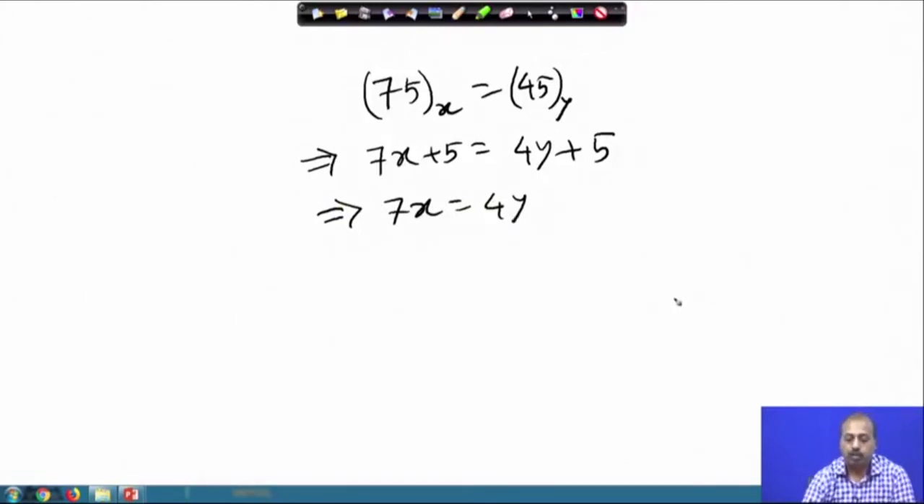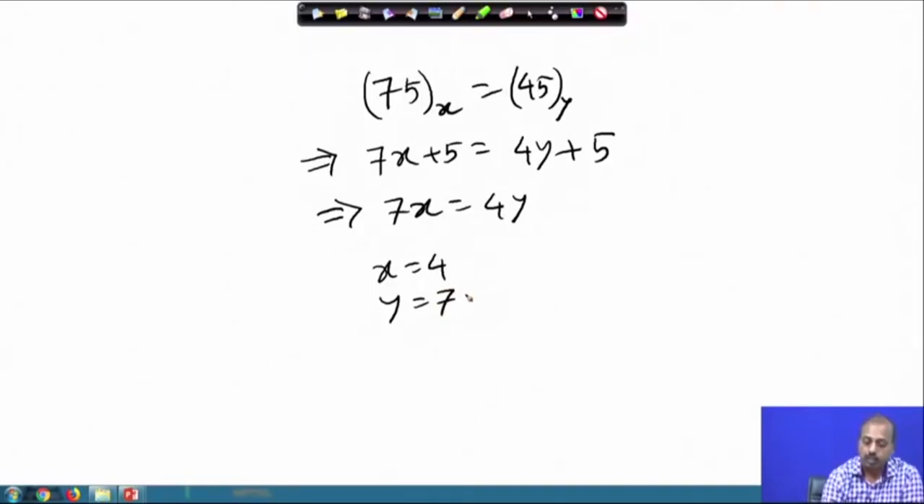Fine. So, how can I satisfy? Any value of x and y that satisfies this equality is good enough from the mathematical point of view. So, we can say that I will choose x equal to 4 and y equal to 7, that satisfies this condition.